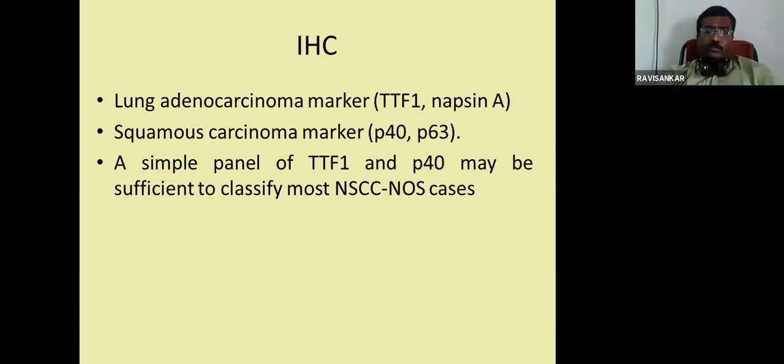This slide is very important. Okay. For immunohistochemistry analysis, for lung adenocarcinoma, TTF1 and napsin A are the markers. Lung squamous cell carcinoma is positive for P40 or P63. So when you have a diagnosis with the subtype pathologically, you can do two markers, that is TTF1 and P40, to classify whether they are adenocarcinomas or squamous cell carcinoma.